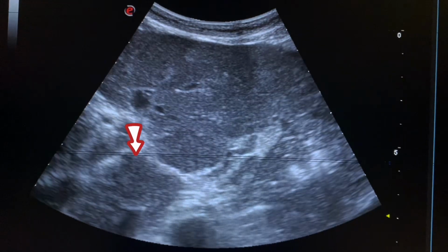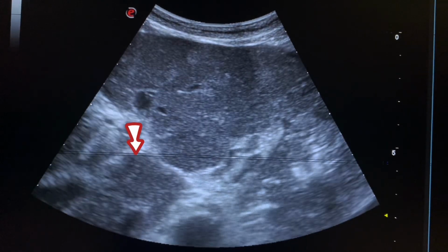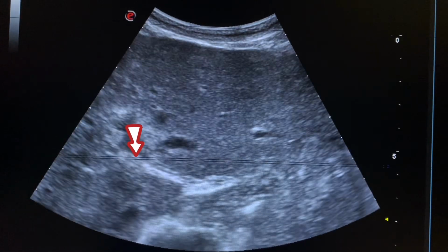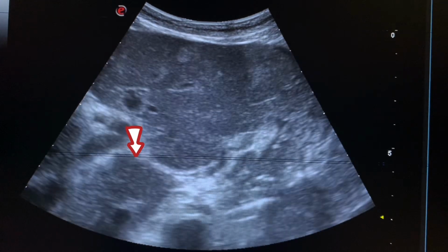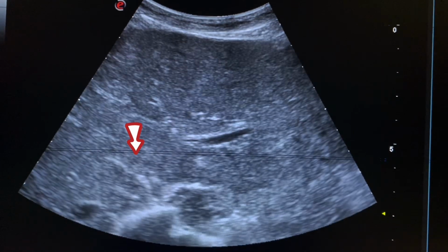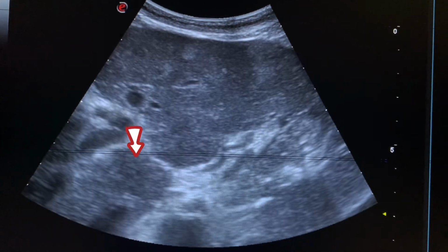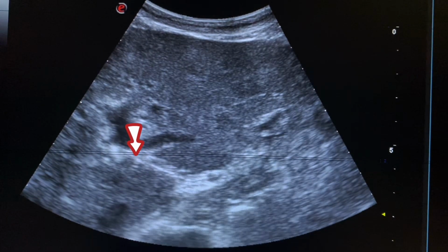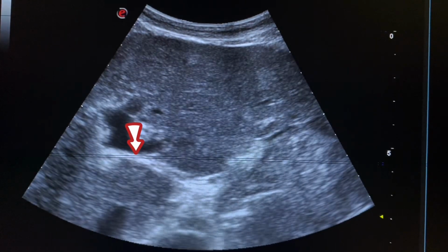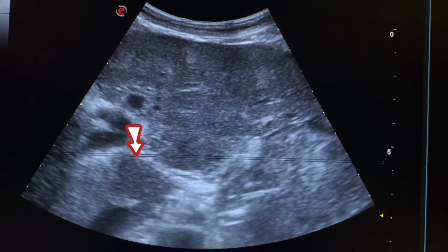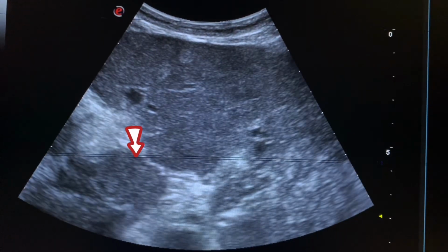This is the caudate lobe or lobe 1. It lies posterior to the portal vein. It increases in size when there is chronic inflammation of the liver, and in chronic disease it compresses the portal vein, and the diameter of the portal vein increases in chronic liver disease.